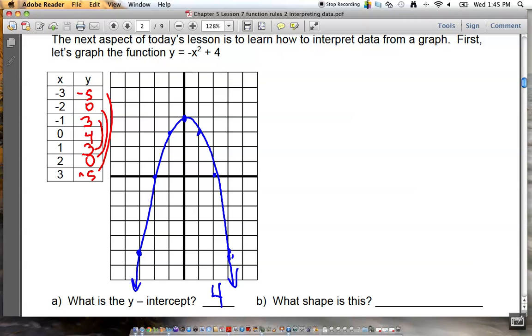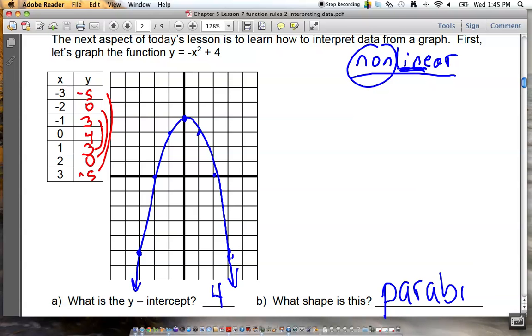This is a brand new shape. Is it pretty obvious to every person in the room that this is not linear? There's actually a word in math for not linear. It's called non-linear. Non means not. Linear, line, right? It's not a line. This shape is actually called a parabola. Okay? A parabola. Yep, it's called a parabola.